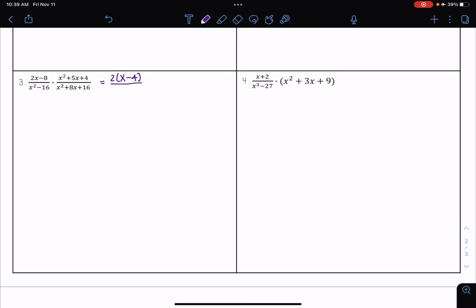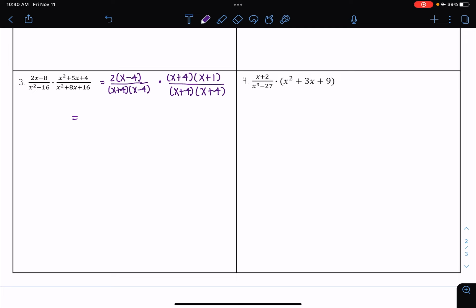Factoring x squared minus 16, I see that's a difference of squares. So this is going to be (x plus 4) times (x minus 4). Factoring x squared plus 5x plus 4, I get (x plus 4) times (x plus 1). And then factoring x squared plus 8x plus 16, I get (x plus 4)(x plus 4).